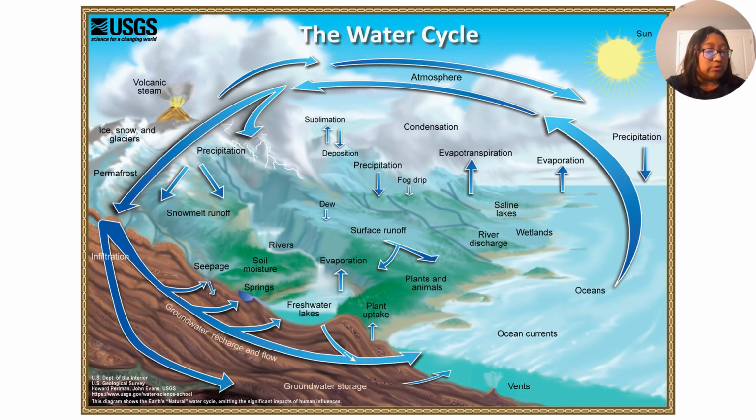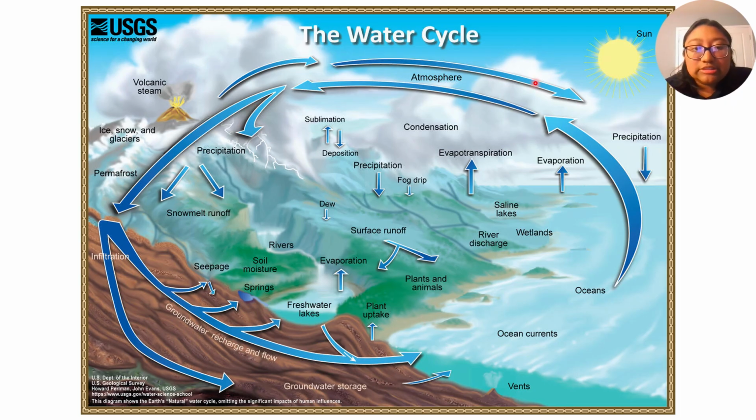And then here is just a quick picture of the water cycle. You can see where the evaporation goes up to the sun. And then you also have evapotranspiration, which is the same as transpiration. And then you just see it going up. Condensation is where the clouds are at.